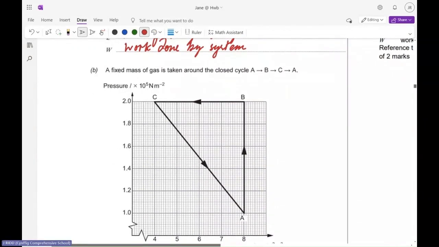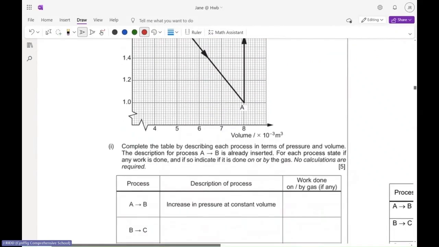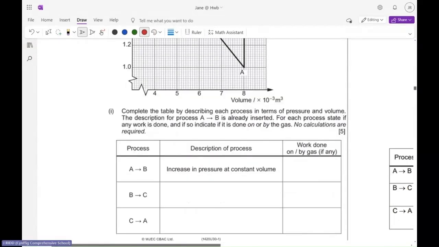A fixed mass of gas is taken around the closed cycle A, B, C, A. Complete the table by describing each process in terms of pressure and volume. The description of process A to B is already inserted. For each process state if any work is done, and if so, indicate if it is done on or by the gas. No calculations are required.